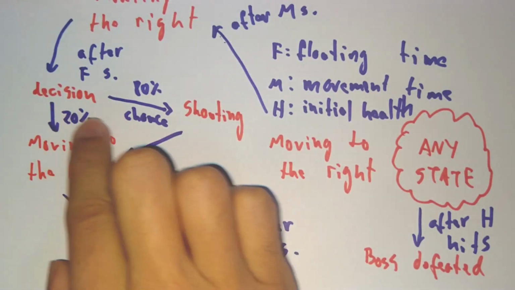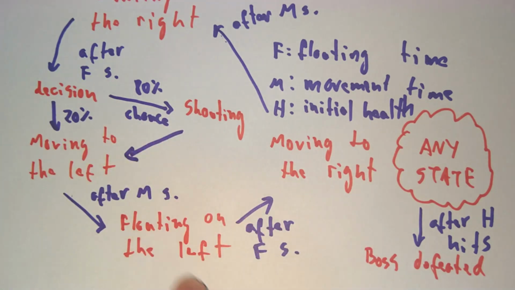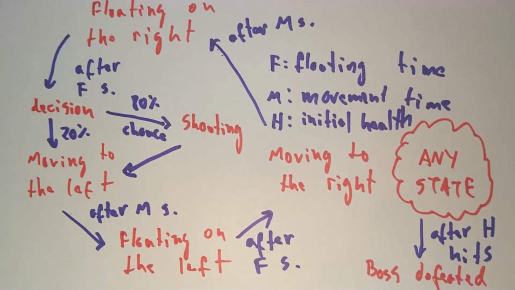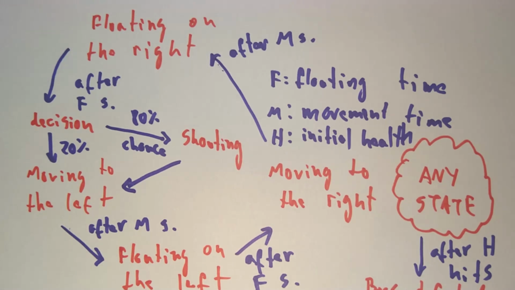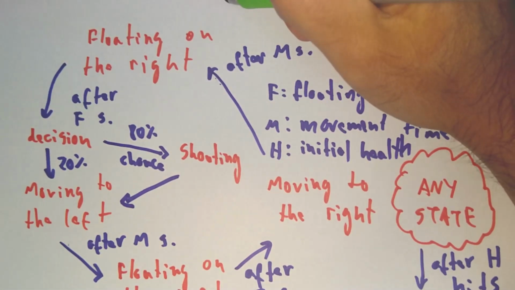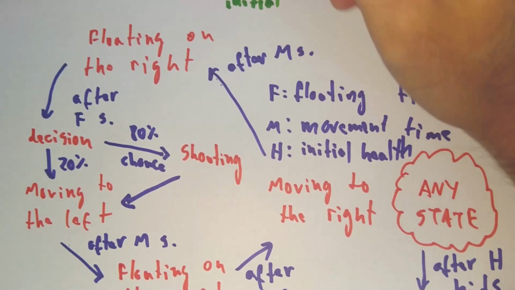So this is our boss. He'll move back and forth, he can be defeated after 8 hits, and he can shoot with 80% chance when he's leaving the right side of the screen. For the sake of completion, let's write down that floating on the right is our initial state. This is the idea for this boss.